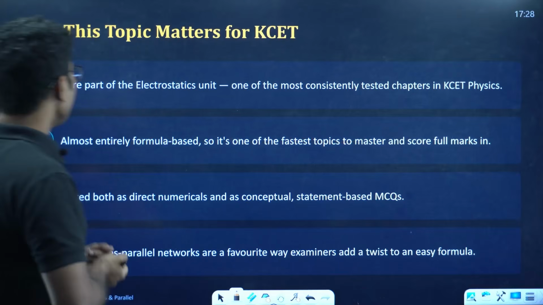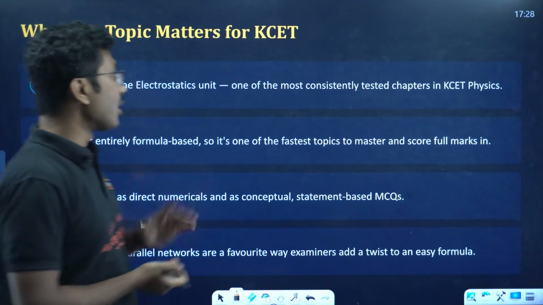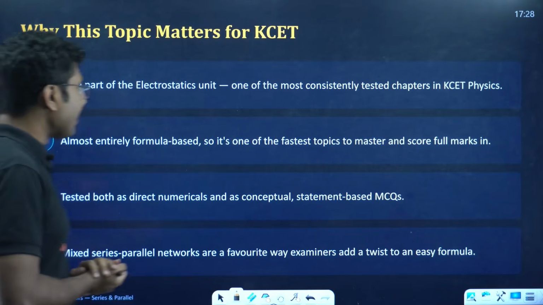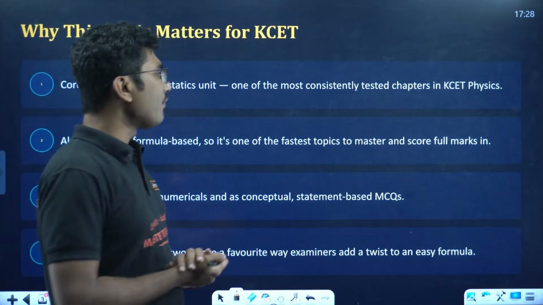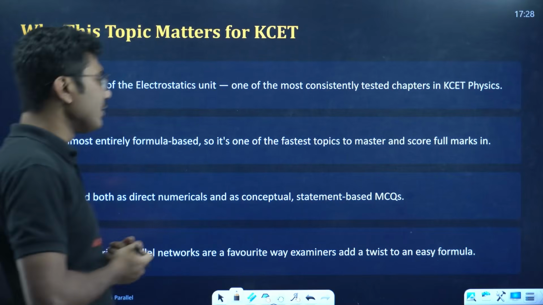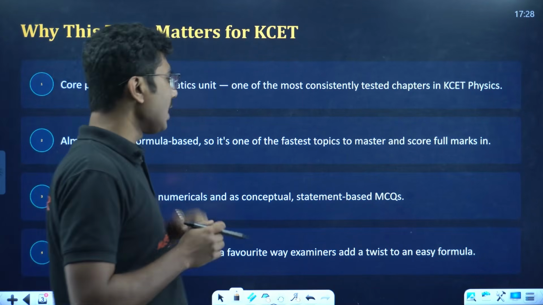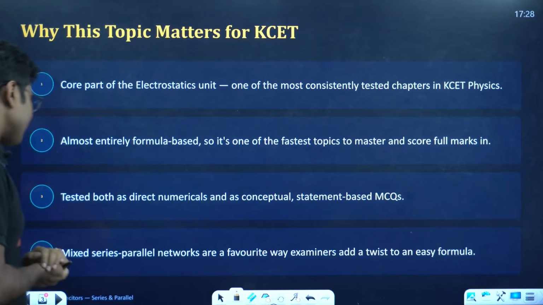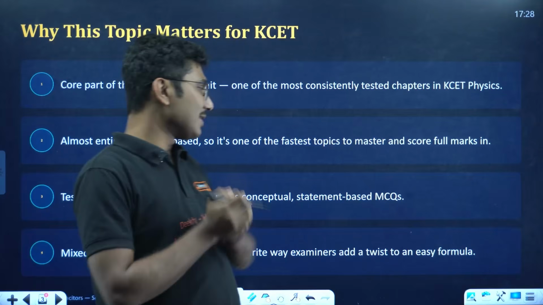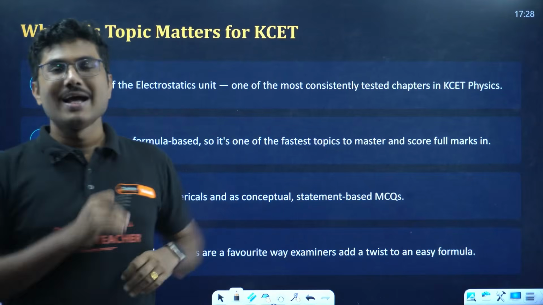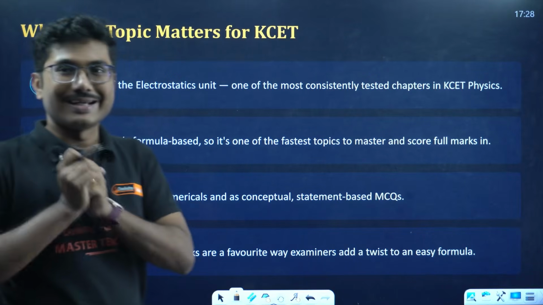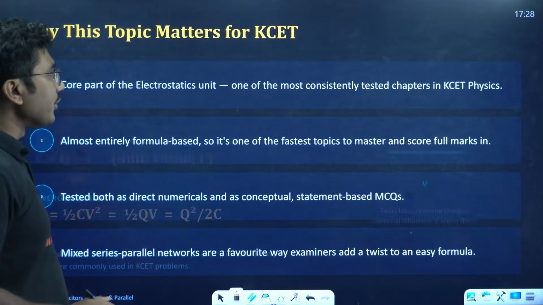So let's start. This is a core part of the electrostatics unit, one of the most consistently tested chapters in KCET. It is almost entirely formula based. It is one of the fastest topics to master and score full marks in. It is tested both as direct numericals as well as conceptual, statement based MCQs. Mixed series and parallel networks are the examiners' favorite way to twist an easy formula and test your knowledge. That's why this chapter is very essential for you to prepare.